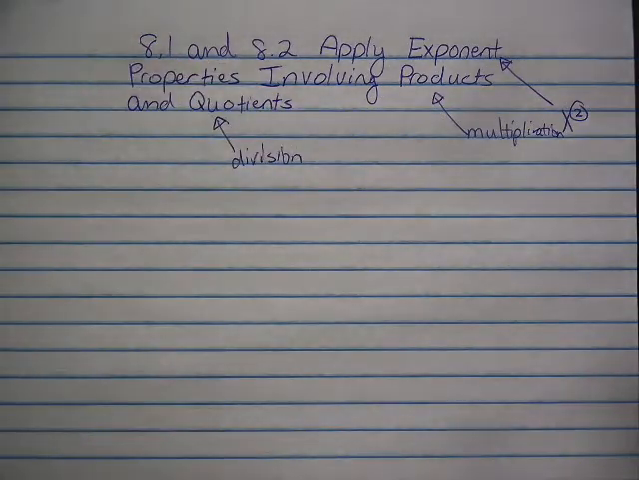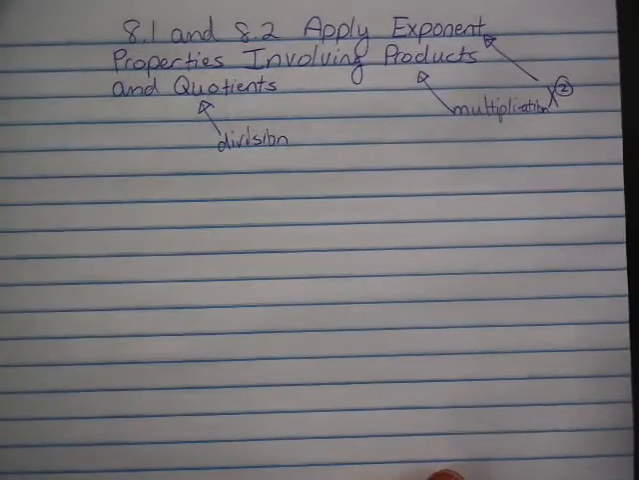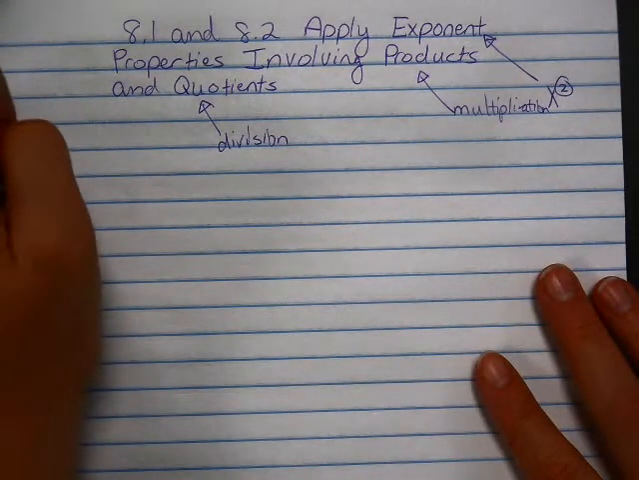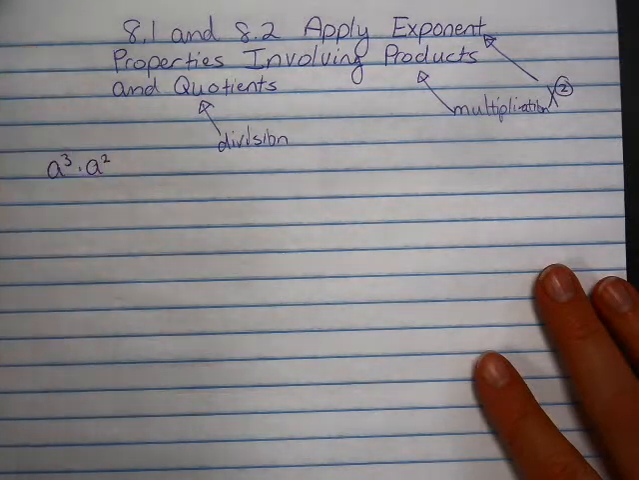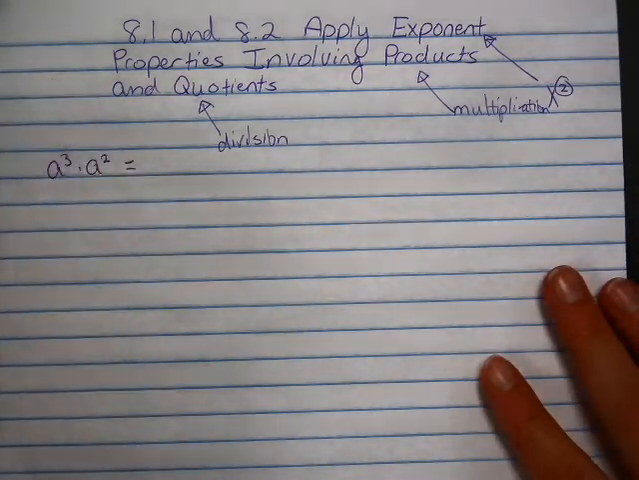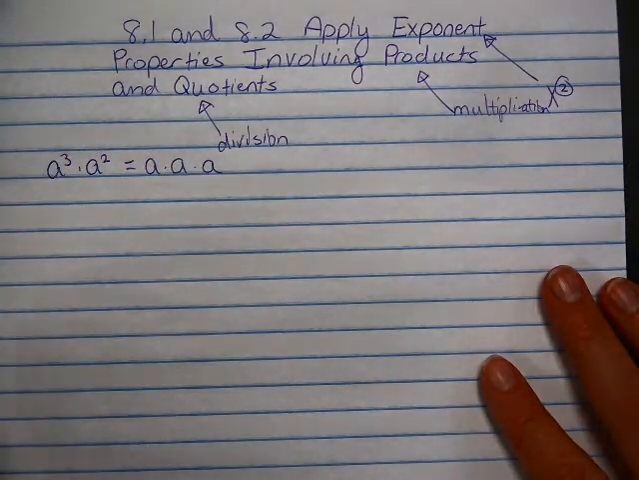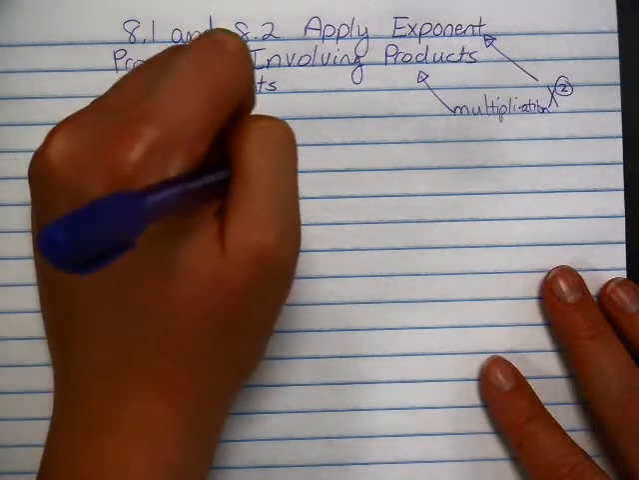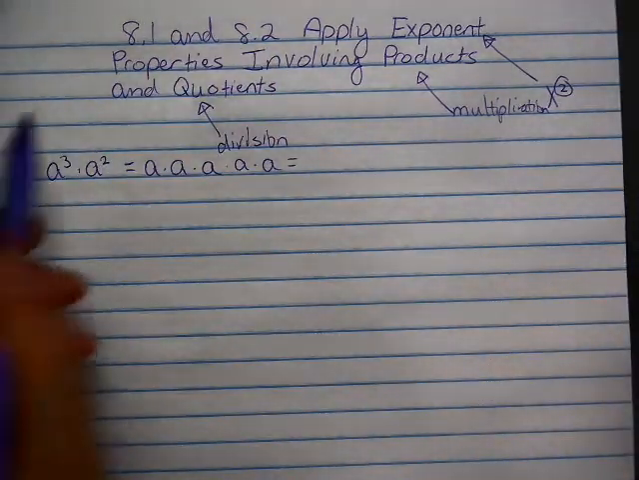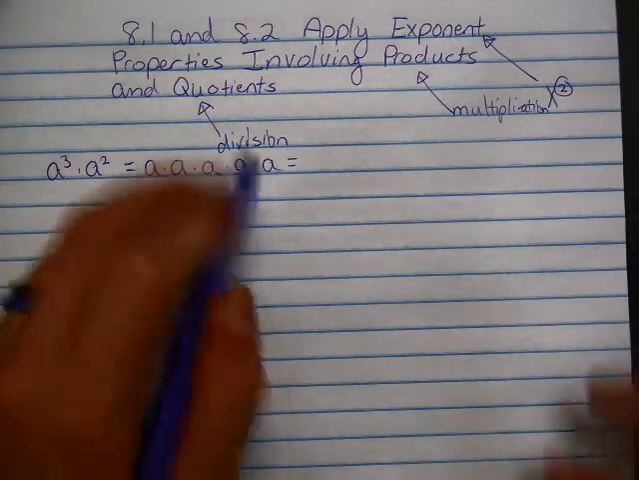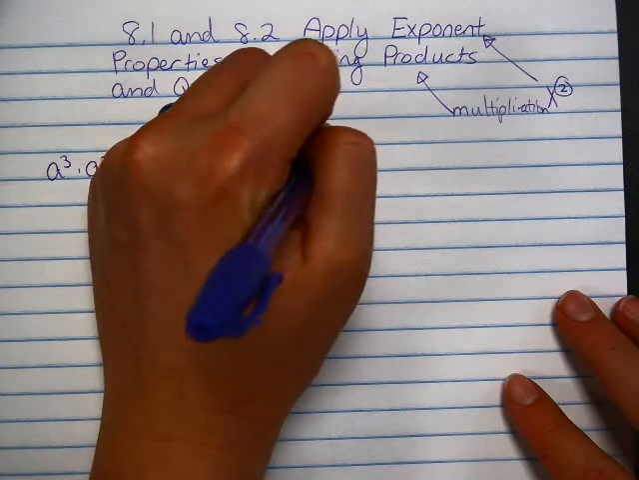Okay, so let's just start. I'm going to do a little bit with zooming in and out so you can read my exponents. I'm going to start with a cubed times a squared. I know that a cubed is the same as a times a times a, and a squared is the same as a times a. So if I count my a's, I have 1, 2, 3, 4, 5. I have a to the fifth.